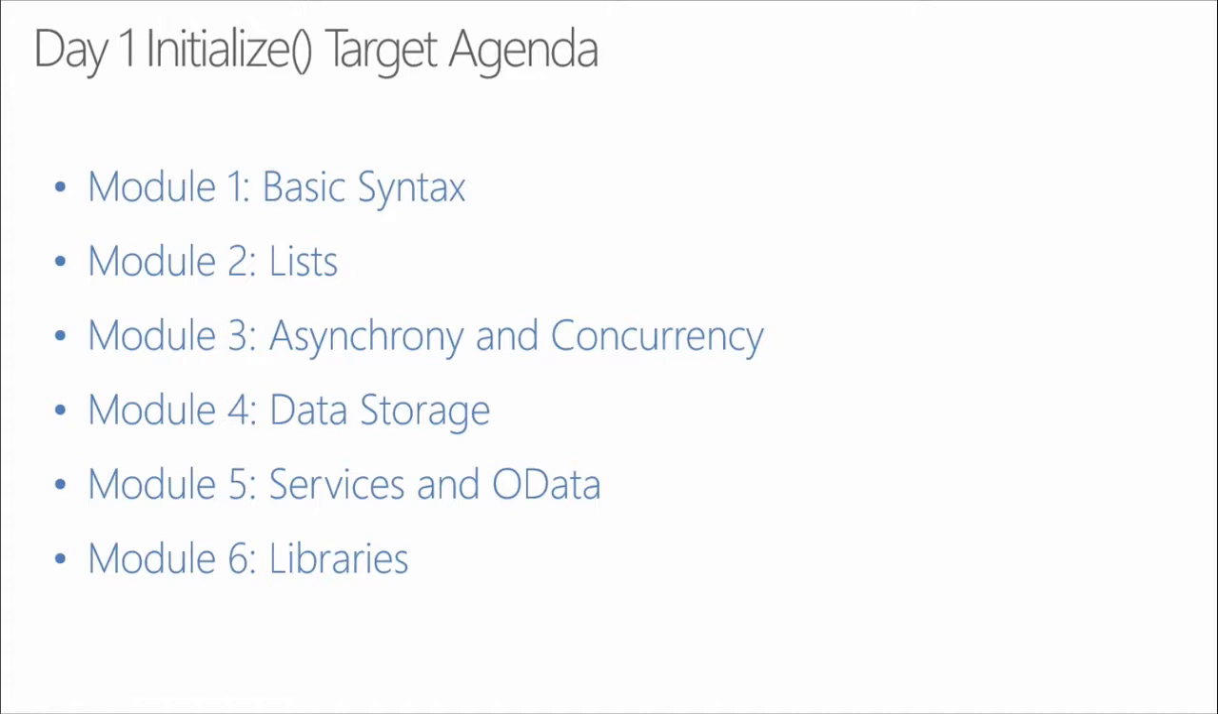Module 4, we're going to be talking about data storage. So some cool concepts inside of how do you get stuff to persist so it's there for the next time. Module 5, services and OData, where you need to talk to the cloud. You need to go out there and pull stuff down. People are expecting it. If your app is a silo, it's not going to be very exciting. So, not going to get very far.